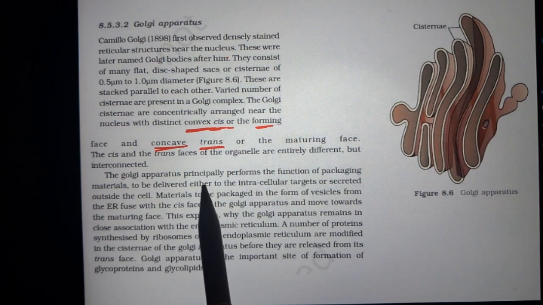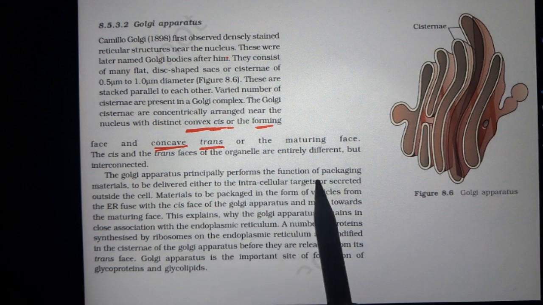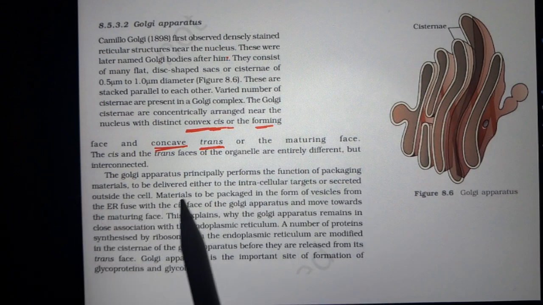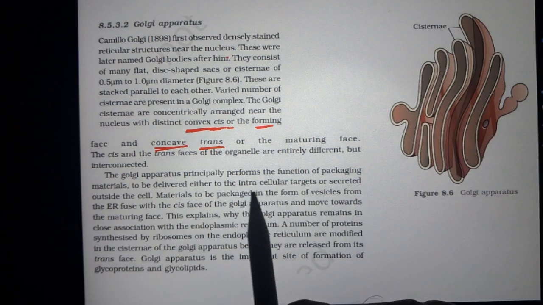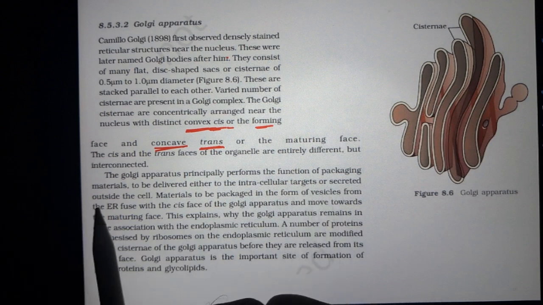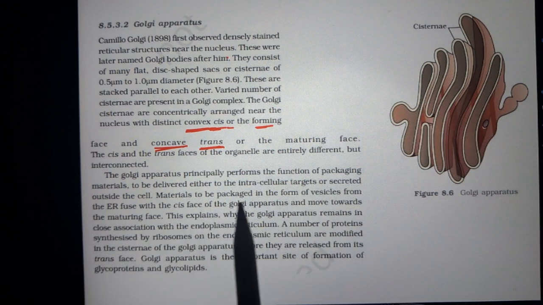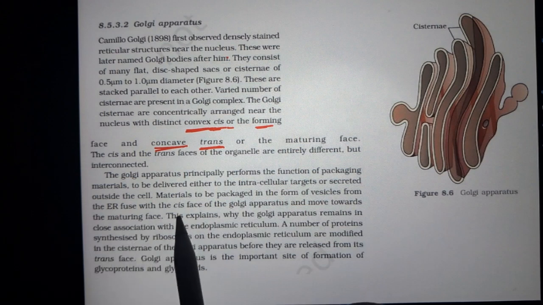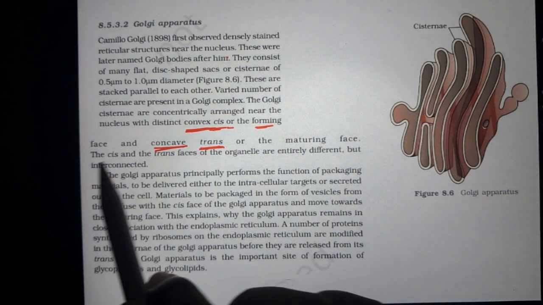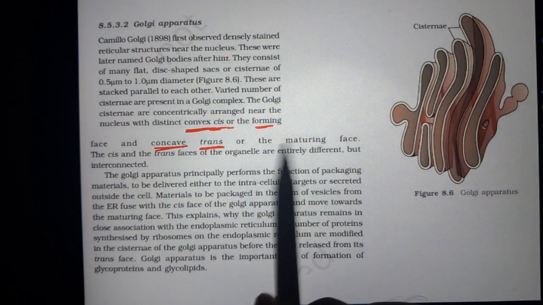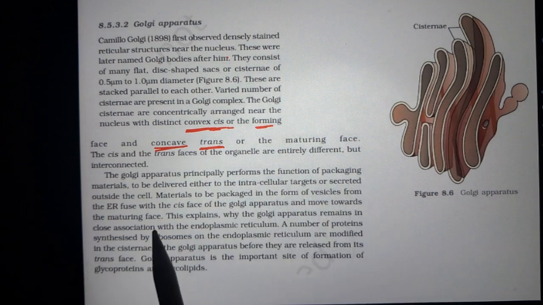Next, Golgi apparatus is responsible for performing the packaging of the material, like transshipments either to intracellular targets or secreting to outside of the cell. Materials to be packed in the form of vesicles from the ER fuse with the cis phase, meaning the forming phase, and deliver at the trans phase, moving toward the maturing phase.